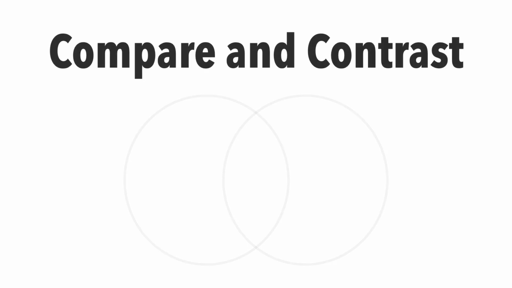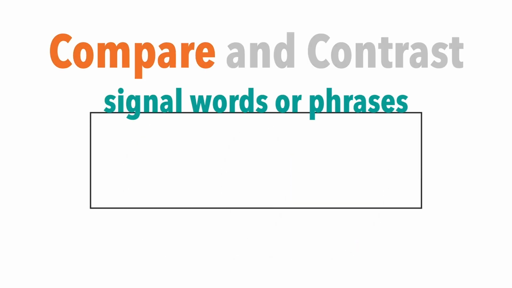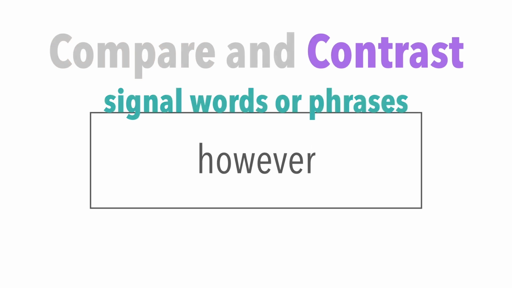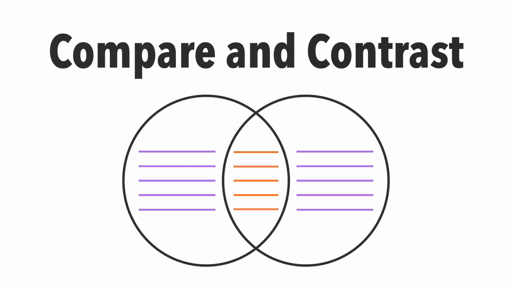First, let's look at an example of compare and contrast structure. When comparing and contrasting, an author will present similarities and differences between 2 or more ideas. You might see some signal words or phrases like both, similarly, on the other hand, or however, that clue you in to compare and contrast relationships. Using a graphic organizer, like this Venn diagram, can help you keep track of the details that are presented in a compare and contrast text.